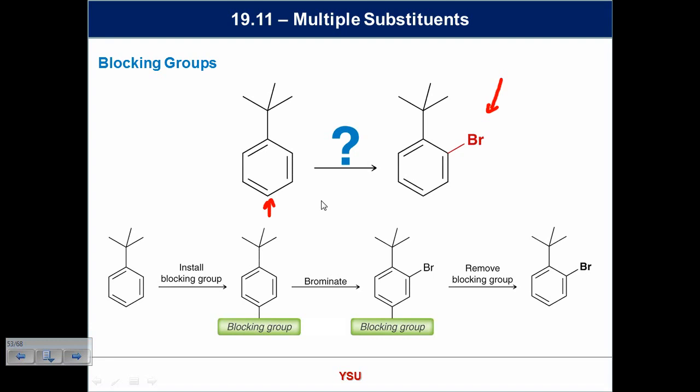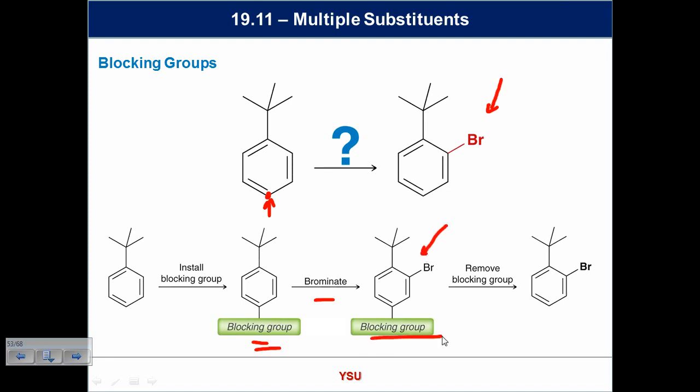You can block the para position temporarily. You can put something here, this is what's been shown at the bottom, a blocking group, a protecting group, and that takes up the para position. Again, if you've blocked the para position, you can't put anything at the para position. It's taken up. So after that, you can do your chemistry. You might have to force this, maybe you'll have to heat it up a little bit because it's going to an unfavorable place where it's crowded, and that will give you the ortho product, that's fine.